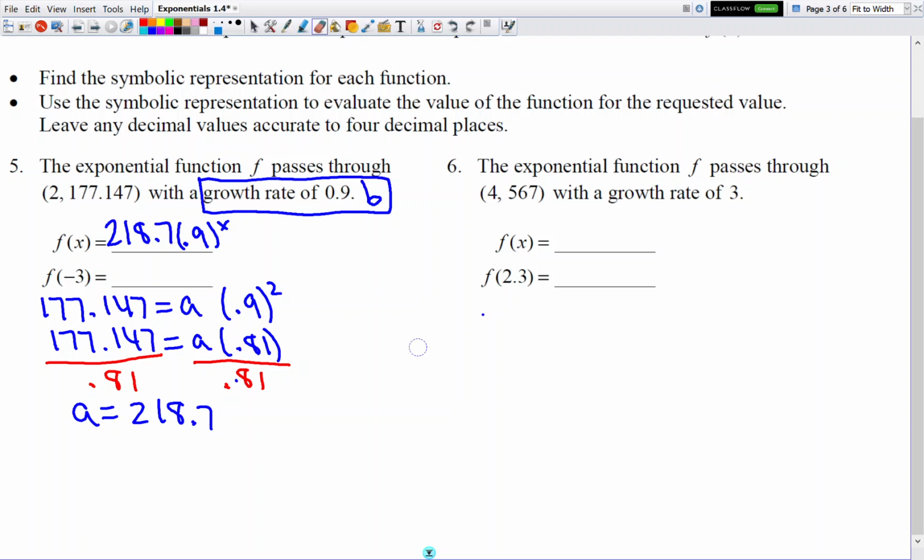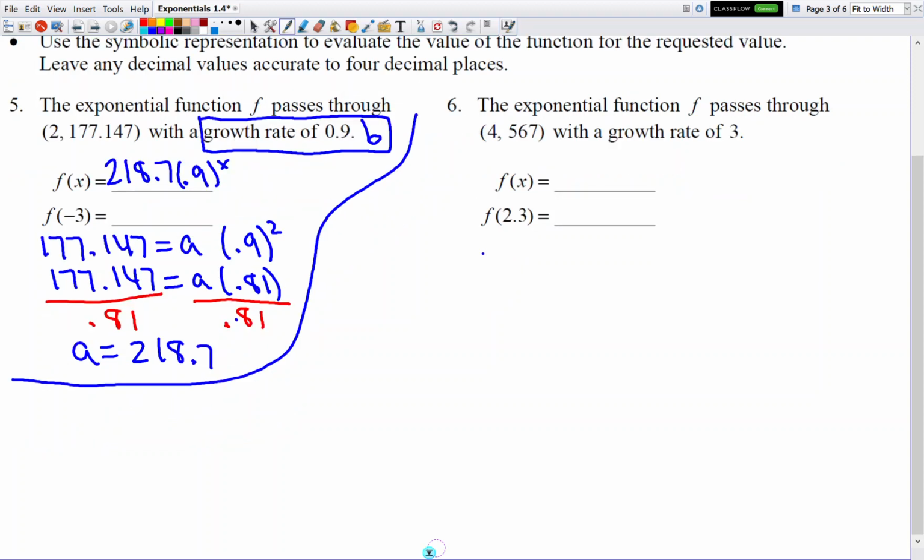Alrighty, so now let's go on to plugging in -3. Wow, that's not a nice number at all either. Plugging in -3 for x. Good thing we're using a calculator because that would be actually kind of crazy. So let's plug in -3. So f of -3 equals 218.7 times 0.9 to the -3 power.